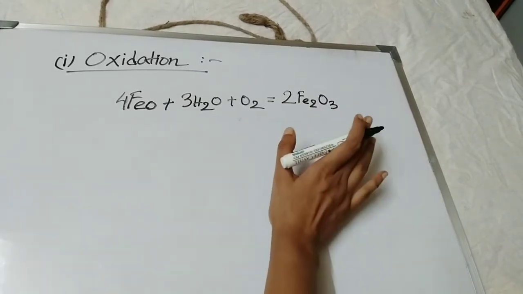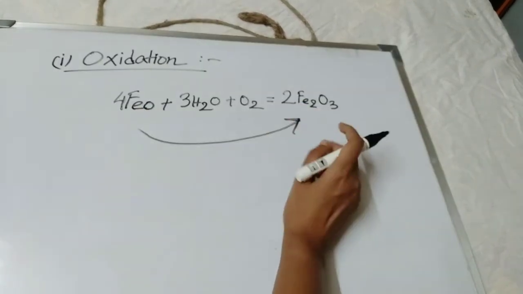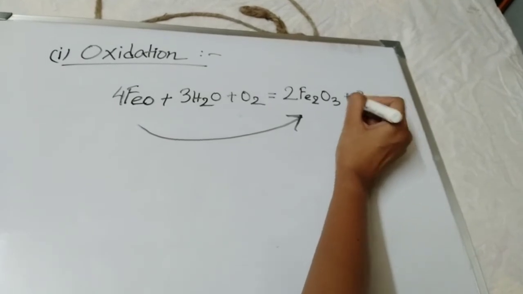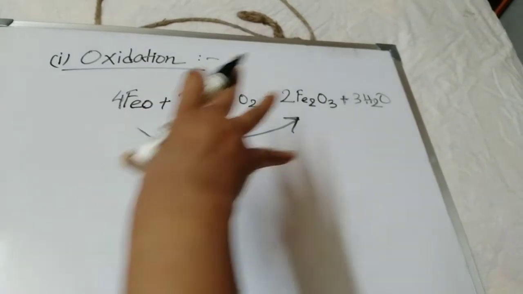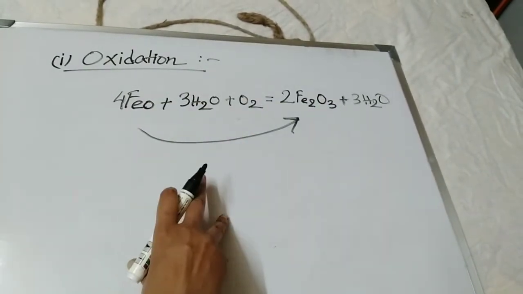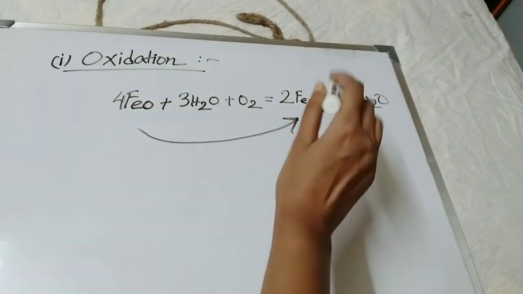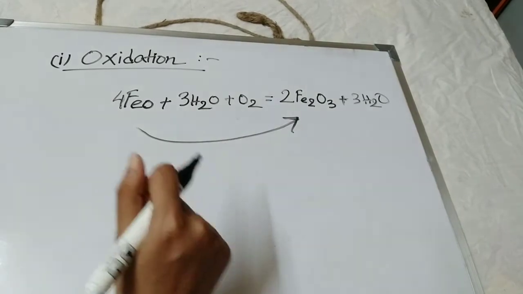And due to the oxidation, it changes to ferric oxide. Ferrous oxide changes into ferric oxide and wears away easily. And these are the other part of water. So this is the formula of how the oxidation occurs. Mainly due to the oxidation, it changes the ferrous oxide into ferric oxide and it wears away easily. So this is the oxidation.